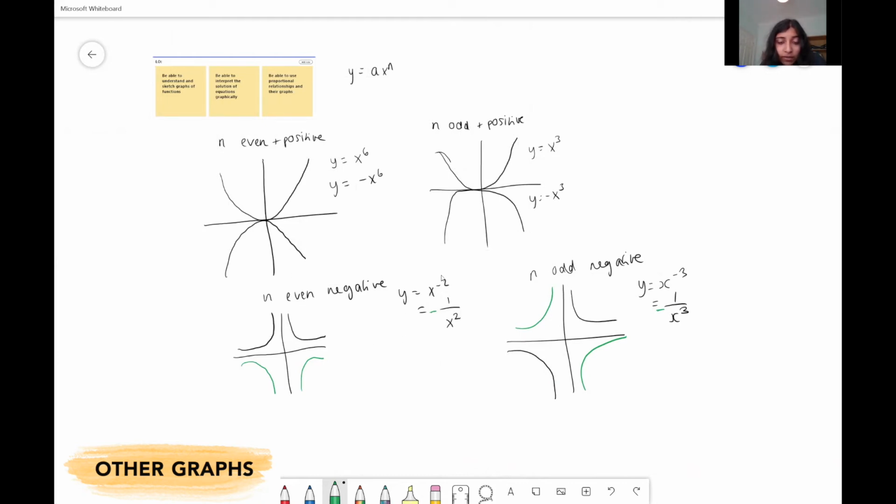Whenever you have something like 1 over x squared, or x to the 4, x to the 6, it's always going to be in the top 2 quadrants. If that's negative, then it will be the bottom 2. And if it's odd, such as y equals 1 over x to the power of 3, then it would always be in the top right and the bottom left. And if it's negative 1 over x to the power of 3, it will just be in the other two. So just memorize these 4 graphs.